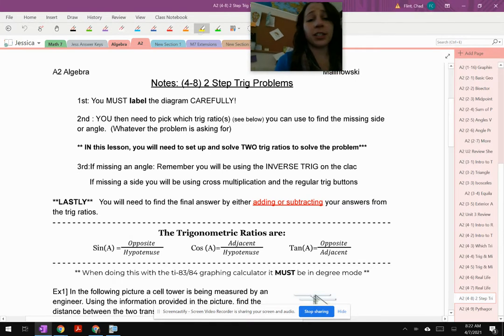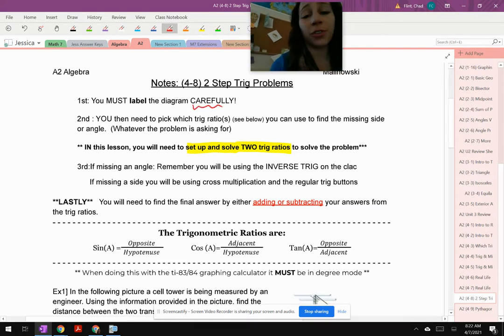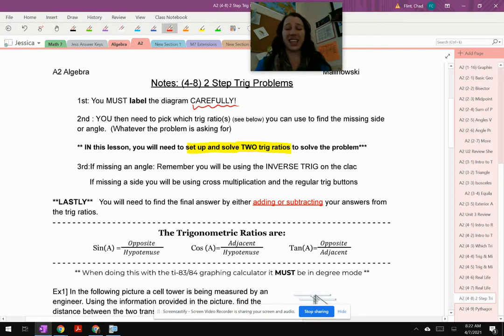The big difference in this lesson is you're going to need to set up and solve two trig ratios to get an answer to the problem. So, first, again, as always, you need to label the diagram, but this time you need to do so very carefully because you're going to have diagrams with 2 or 3 triangles in them.